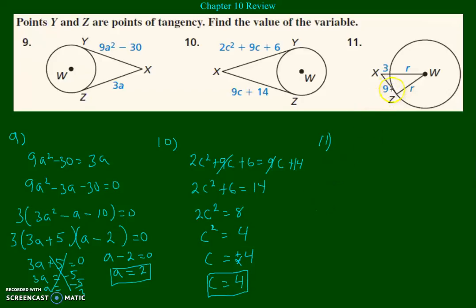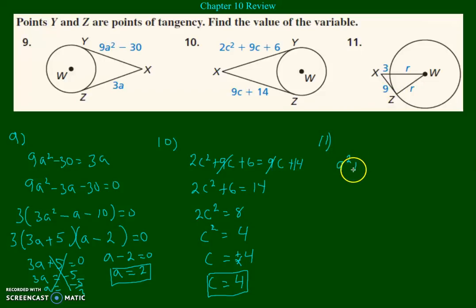Now this problem is using the tangents of a circle theorem that says a line is tangent to a circle if it's perpendicular to a radius at its endpoint. So if this is tangent, and we're going to assume that it's tangent, it says that y and z are points of tangency. So this is a point of tangency, therefore this is a right angle. That makes this a right triangle. So we can use the Pythagorean theorem here.